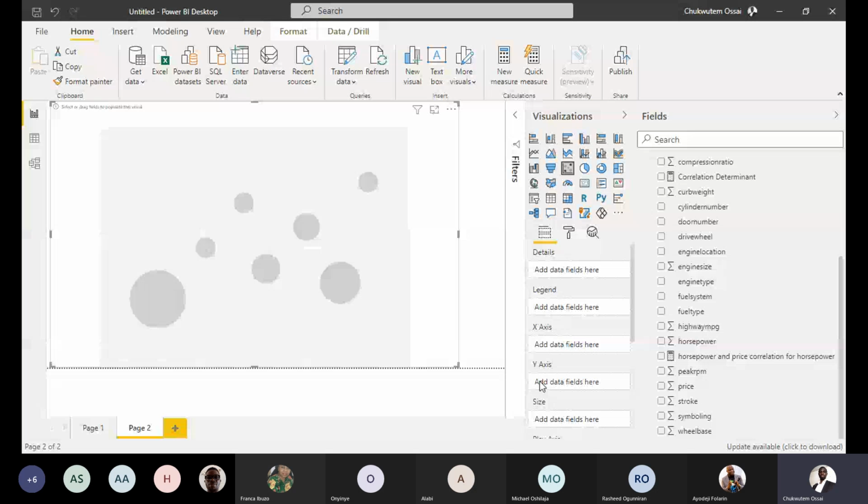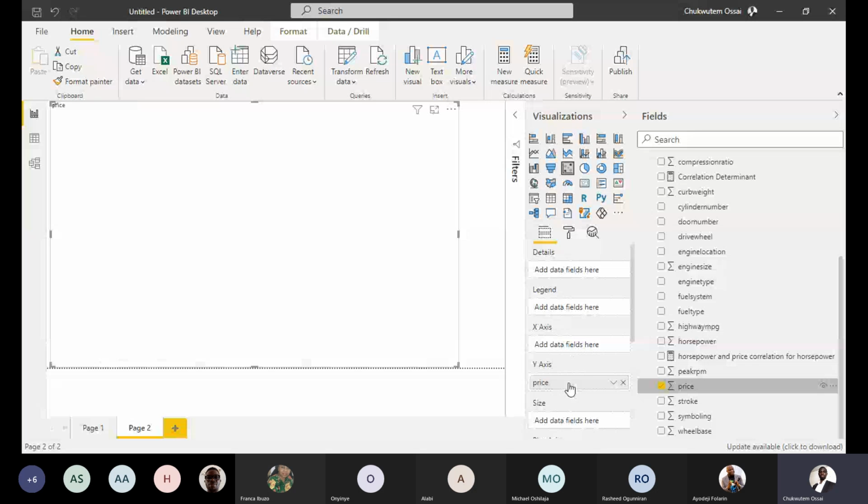Now, let me bring in the price. And the price is the dependent variable, so it will be in the Y axis. So I'm dropping it on the Y axis. Okay. Now that I've dropped the price on the Y axis, I will now bring in the engine size.